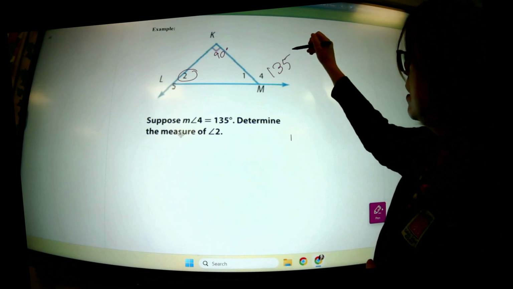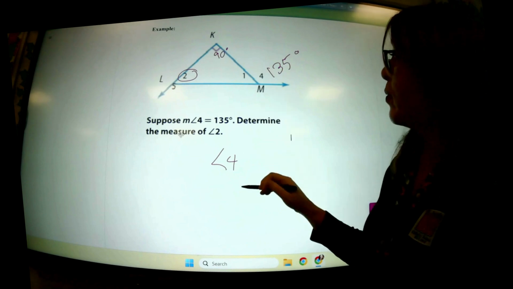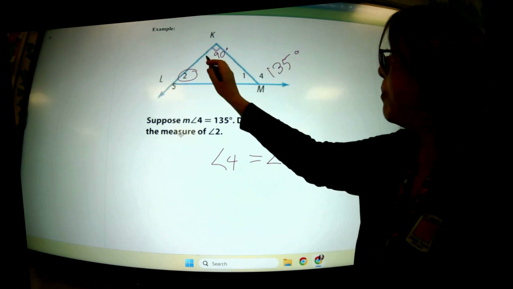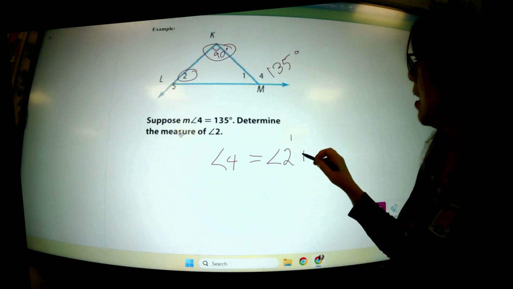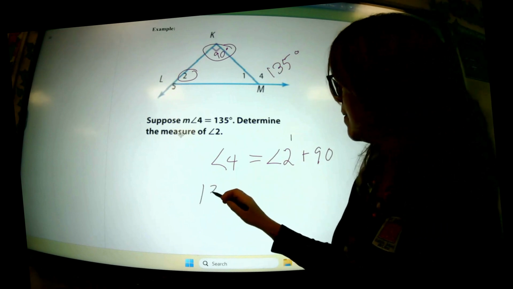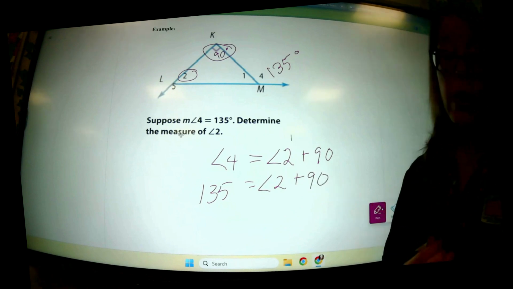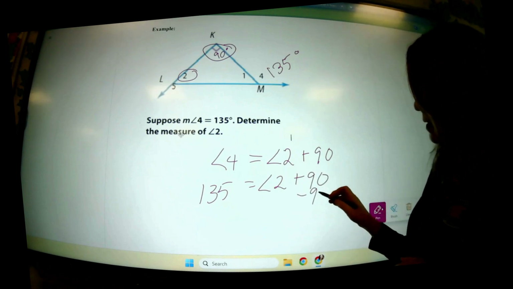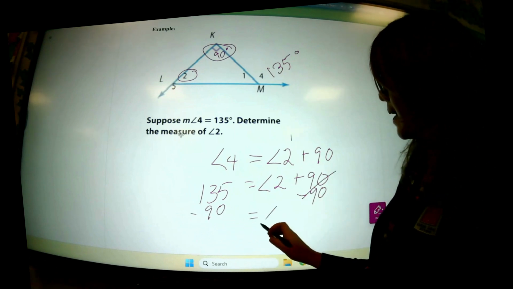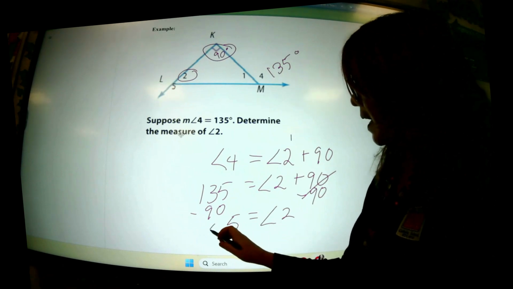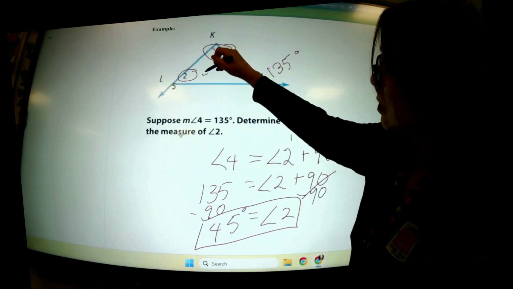So I know that my exterior angle 4 is 135. And I know if I add my two remote interior angles together, I should get it, right? So I know all of these things, and I can use them to solve for angle 2, right? To get angle 2 alone, I would have to subtract 90 from both sides, and I would get 45 degrees as my measure of angle 2.